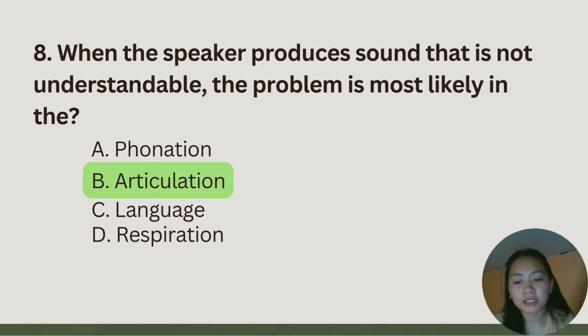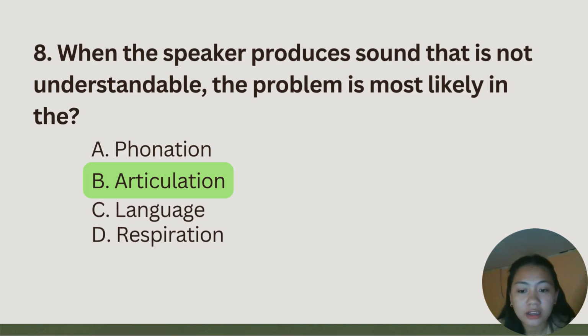Okay, time is up. The answer for number 8 is articulation, letter B. When we say articulation, this refers to the clarity and precision of speech sound. It refers to how well a speaker forms and pronounces words. When a speaker produces sound that is not understandable, it's usually because the speech sounds are not being formed correctly, making words difficult to recognize.